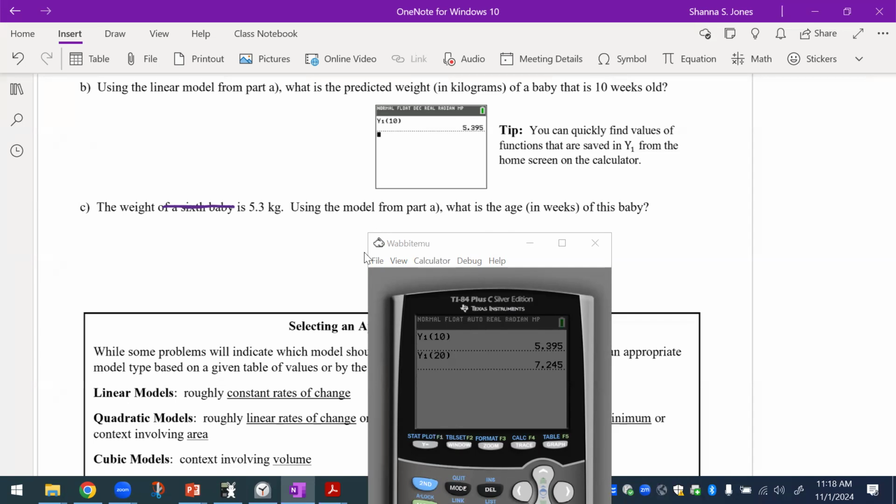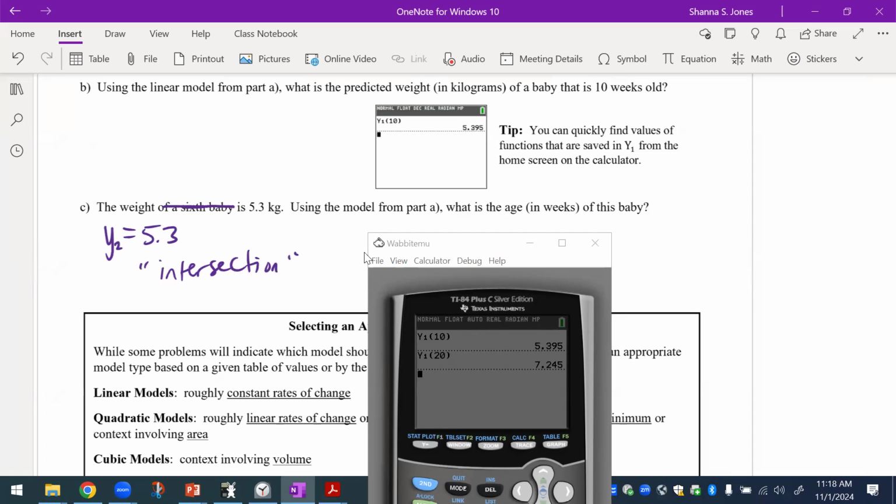So in this case, it's telling you your Y. Your Y equals 5.3 kilograms, right? And it wants to know what is the baby's age. The thing that we're going to do here is we're going to graph this, and this is going to be our Y2. And then we're going to look for our intersection.